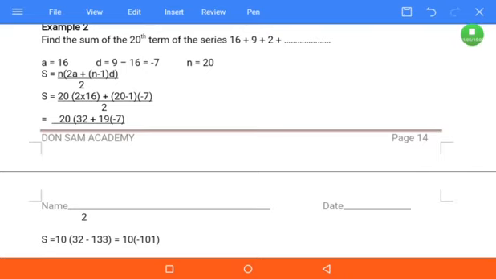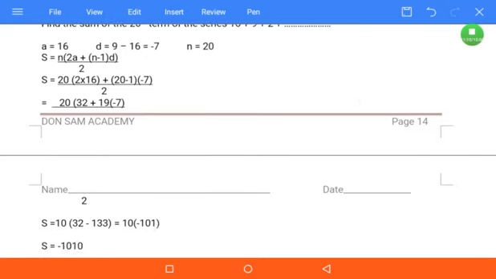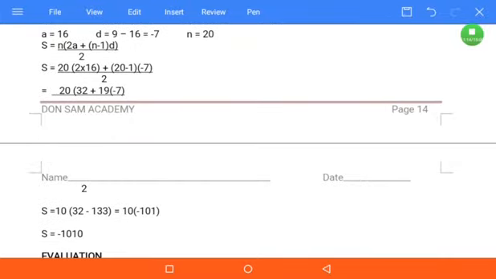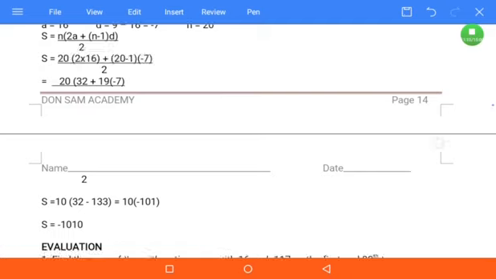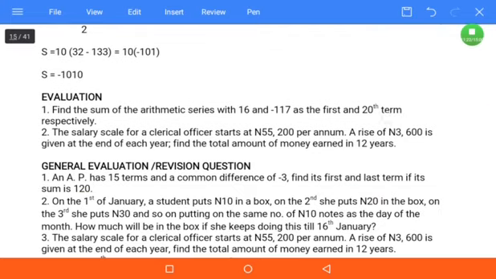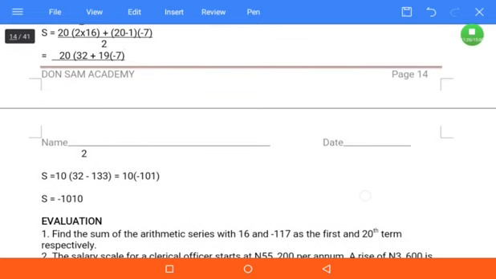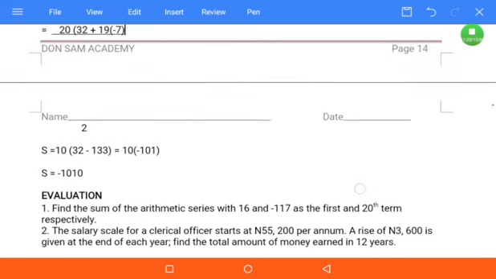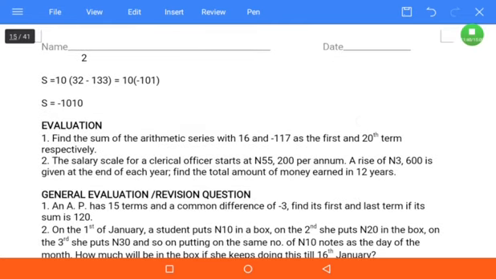32 plus, now 20 minus 1 is 19. 19 times minus 7 will give us that. Can you see that? So we have 19 into minus 7, then plus 32, everything multiplied by 20 over 2, which gives us 10. Your 19 times minus 7 will give us minus 133. Minus 133 plus 32 should give us minus 101, times 10. That will give us minus 1010.